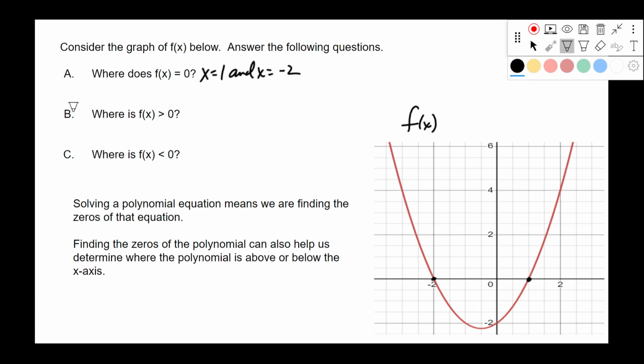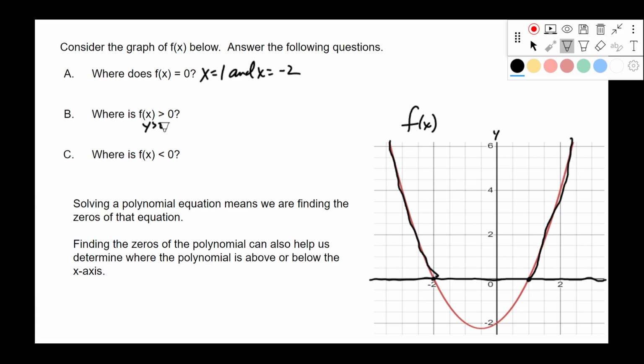Now, letter B asks, where is f of x bigger than 0? So where is the y coordinate greater than 0 on the graph? So here's the y coordinate. It goes up and down, right? My y coordinate is greater than 0 when the graph is above the x-axis. When it's above this line, the y coordinate is positive. So this graph is actually above the x-axis if I trace it all over here, and then again over there.